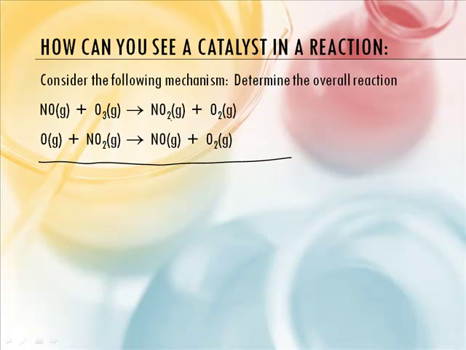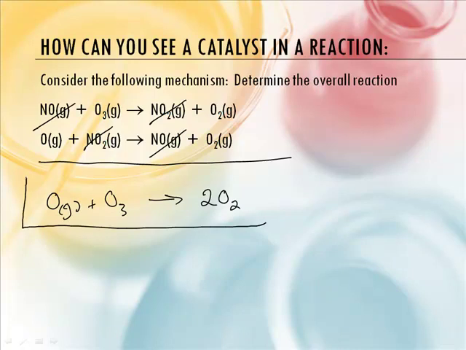So here we have a reaction. These are considered the mechanism, which determines the overall reaction. Now, anything that looks like it can cancel out, we want to cancel out. NO2 is here, and NO2 is here. That's an intermediate. NO is here, and NO is here. That's a catalyst, because the catalyst is there at the beginning and the end. And our overall reaction is O gas plus O3, that's ozone, makes two O2s. So this is the overall reaction.